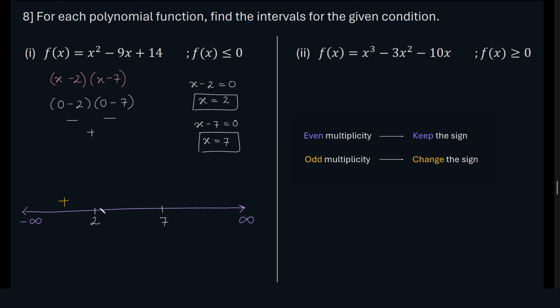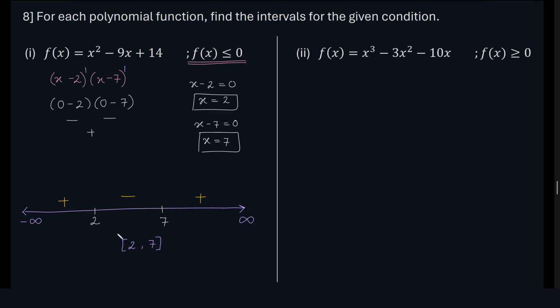Now we already know that this is positive. The multiplicity of 2 is 1. That means it's odd, so we change the sign. So here, the function is negative. And again at 7, the multiplicity is 1. That means it's odd, so we change the sign. So here, the function is positive. Now the question was to find the intervals where f of x is less than or equal to 0. So we want either 0 or less than 0. That means negative. So our answer will be from 2 to 7 with closed brackets, because at 2 and 7 we get 0.